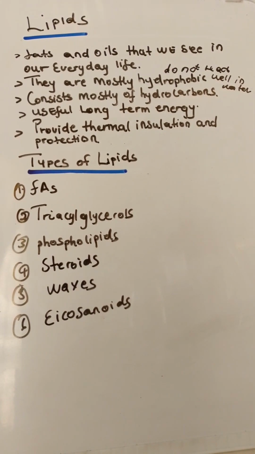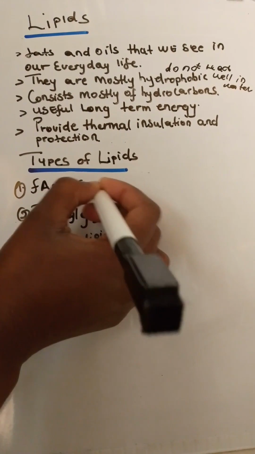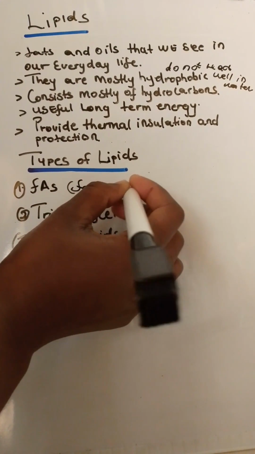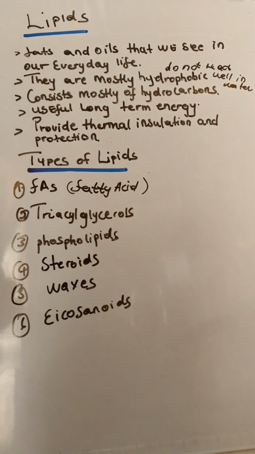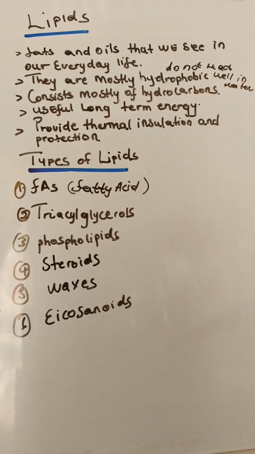We have different types of lipids. We have what is known as the fatty acids. We have the triglycerides, then the triacylglycerols. We have the phospholipids, which are also known as the phosphoacylglycerols. We have the steroids, the waxes, and the eicosanoids. So let's look at each lipid separately.